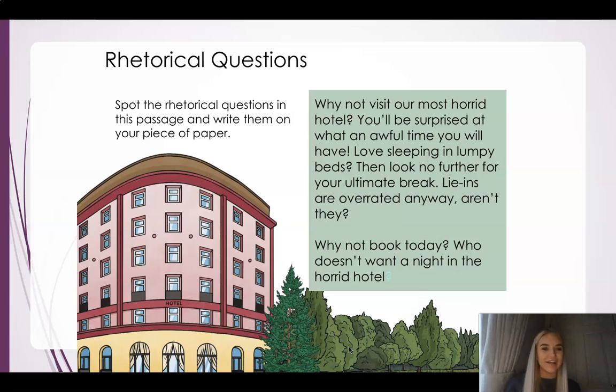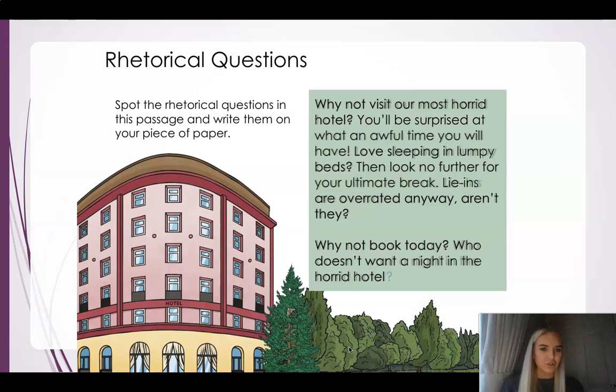So, why not visit our most horrid hotel? Well done, you got that one. You'll be surprised at what an awful time you will have. Love sleeping in lumpy beds. There's another one. Then look no further for your ultimate break. Lions are overrated anyway, aren't they? Why not book today? Who doesn't want a night in the horrid hotel?